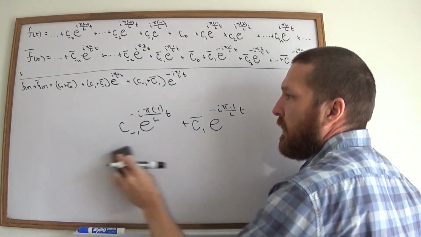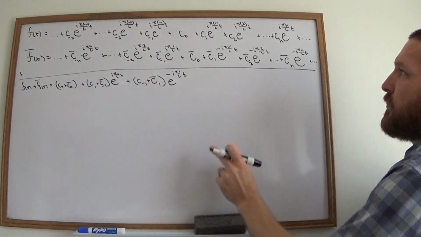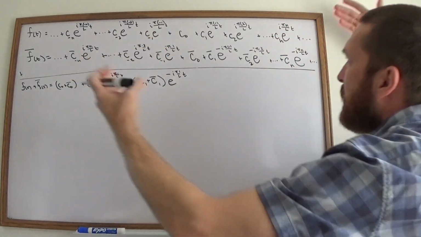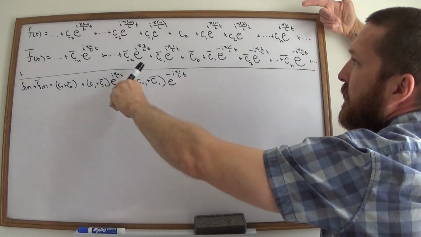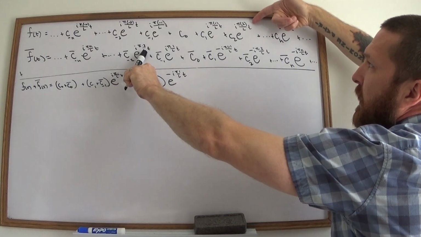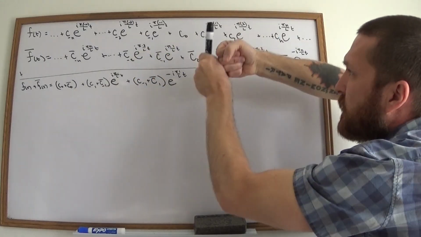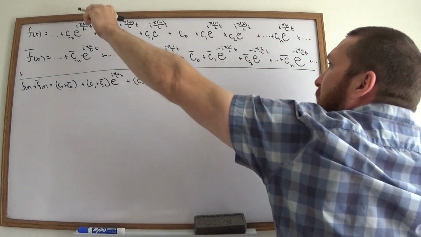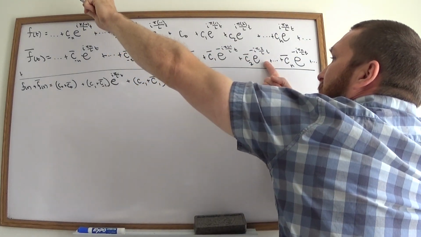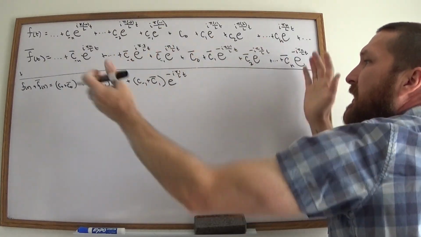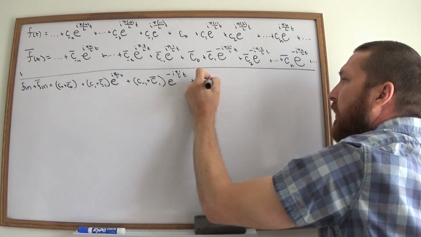I'm not going to bother doing the 2's, but you'll get the same thing. Here you have a positive 2 and a positive 2, so we'll put those together. We have a negative 2 and a negative 2, we'll put those together, and we keep doing that on and on and on.